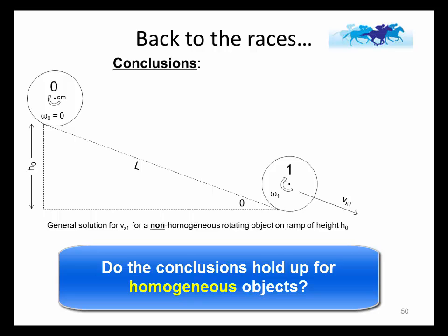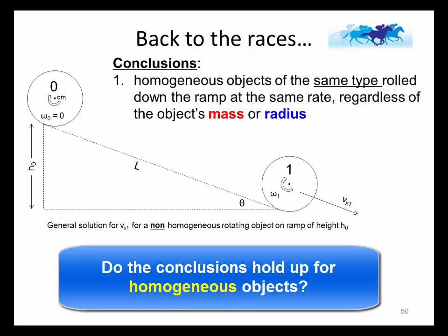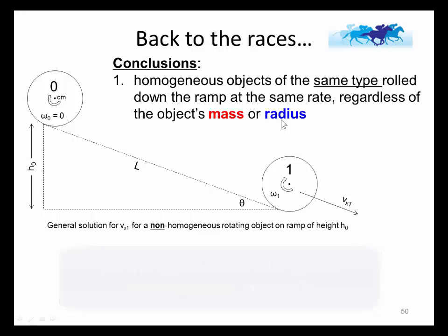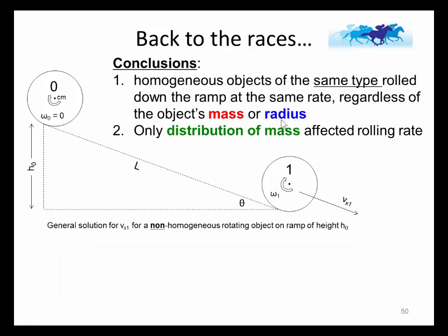So remembering our back to the races, we found that for homogeneous objects, the type of the object was what controlled the rate down the ramp. As long as the objects were the same type, they rolled down the ramp at the same rate, and the mass and the radius had no bearing whatsoever on how quickly they went down the ramp. And it was really the distribution of the mass that affected the rolling rate.